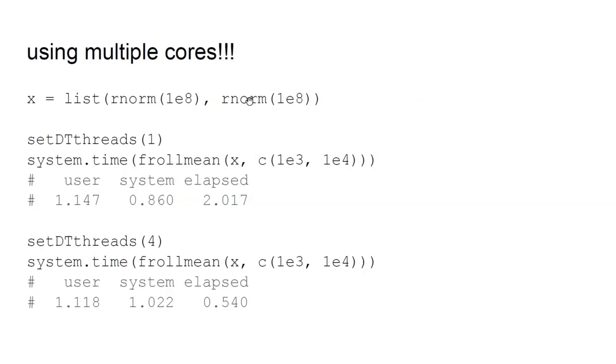So we have a list of two vectors of 100 million rows. And we want to calculate a rolling mean over the last 1,000 elements and 10,000 elements. So having just a single thread, it needs 2 seconds. If we use 4 threads, then it very well scales to half a second.